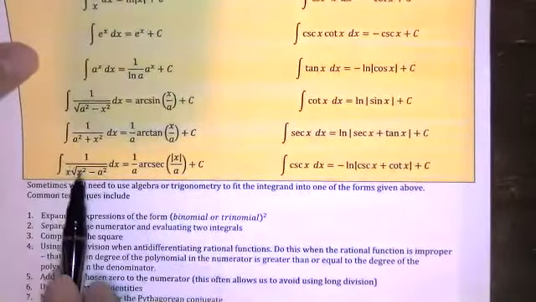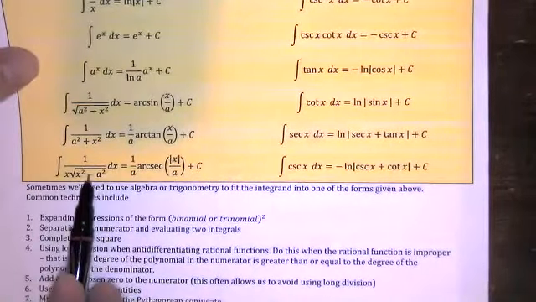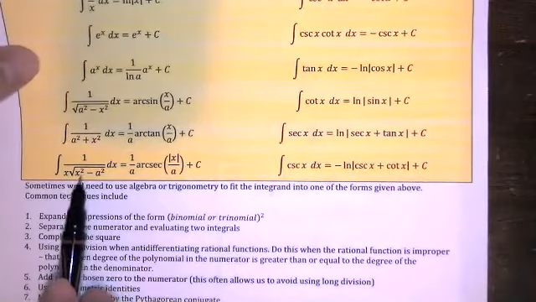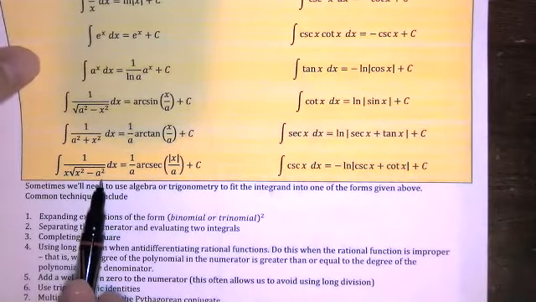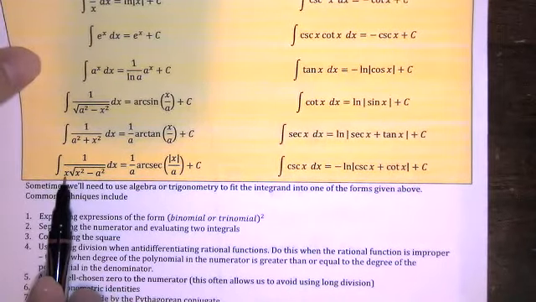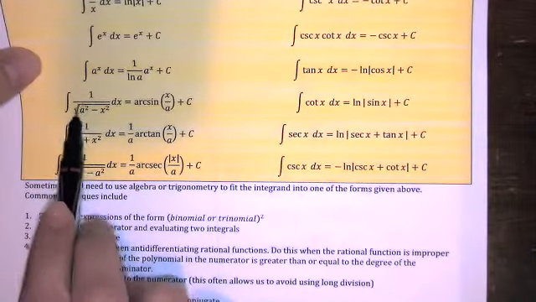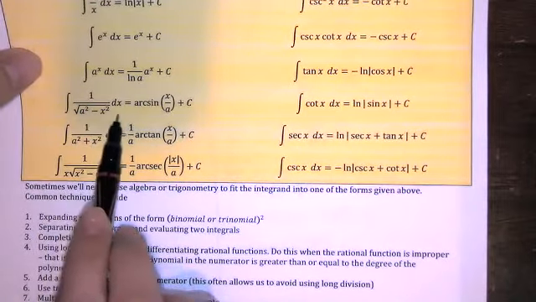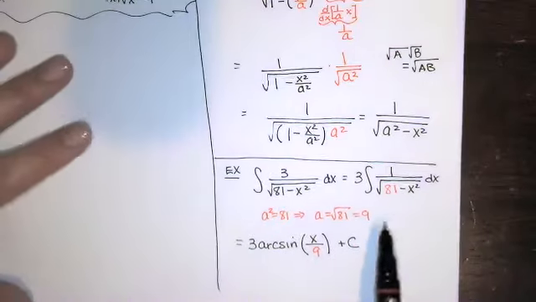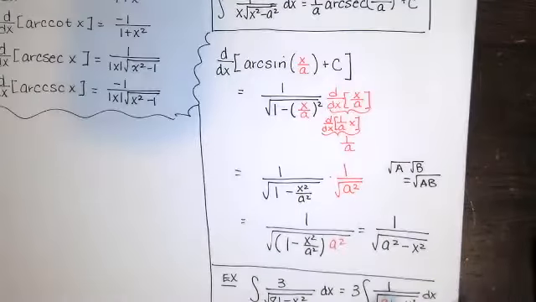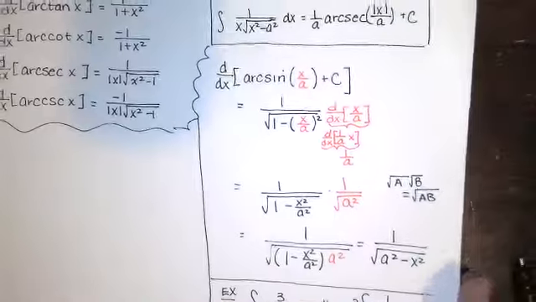Now, if you're saying to yourself, it kind of looks like that, you're right, it kind of does look like that. But over here, I've got the variable squared first minus the constant, and there's an x outside. On this one, I've got a constant minus my variable squared. So that's an arc sine. So the derivative of arc sine is this.